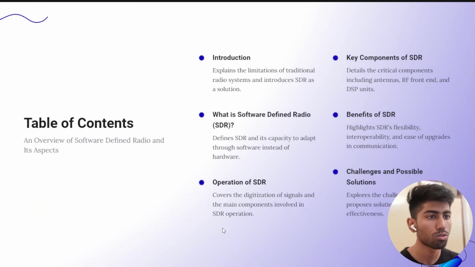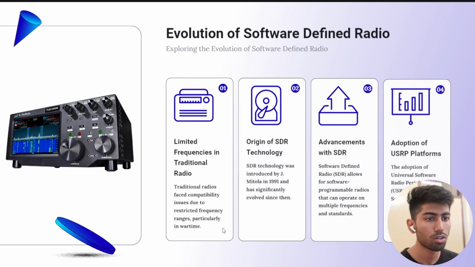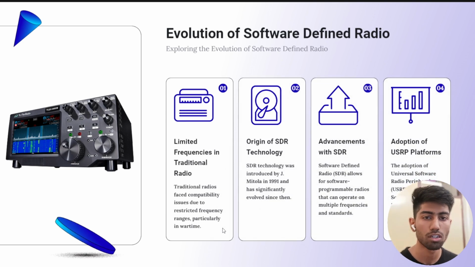In this video, I'm going to go through all the contents here, starting with the evolution of software-defined radio. In the old times, when there was a need to transmit a signal from one place to another, traditional radios faced compatibility issues due to restricted frequency ranges. Especially in wartime, when communication was needed, they faced frequency range issues. So there was a need for a technology that can be used for a wide range of frequencies. Then SDR technology came.